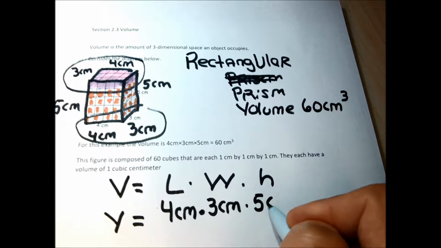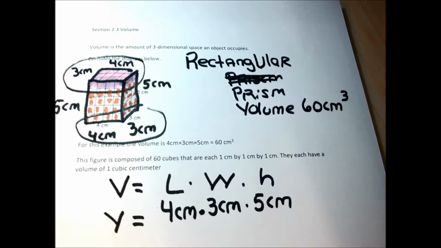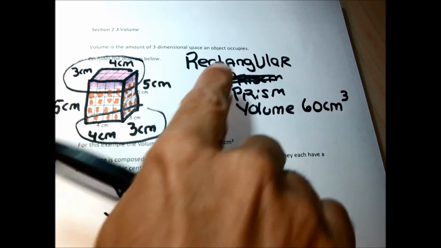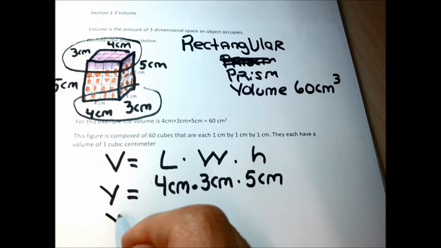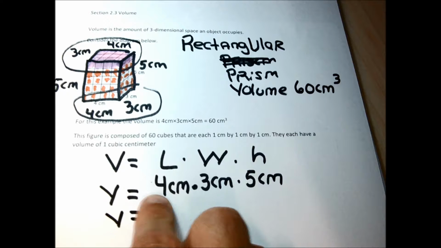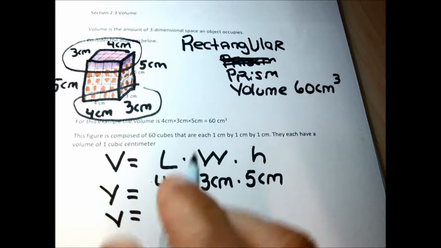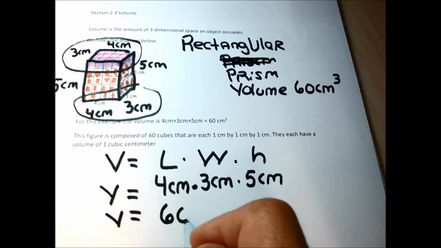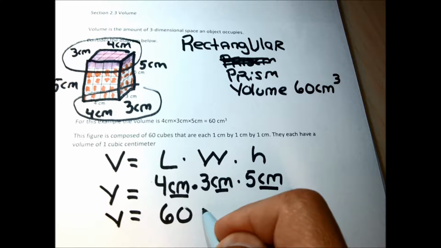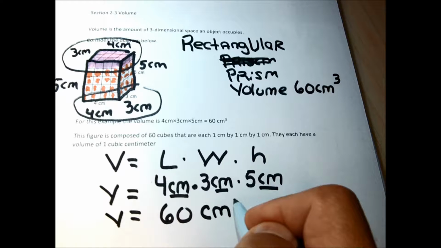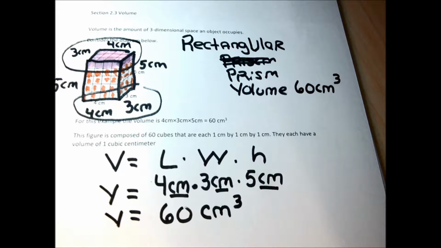So if I was asked to use a formula to find the volume, I'd know that this is a rectangular prism. The volume formula for a rectangular prism is length times width times height. I'd multiply the numbers together. 4 times 3 is 12. 12 times 5 is 60. And I'd multiply centimeters times centimeters times centimeters. When you multiply centimeters times centimeters times centimeters, you get cubic centimeters.